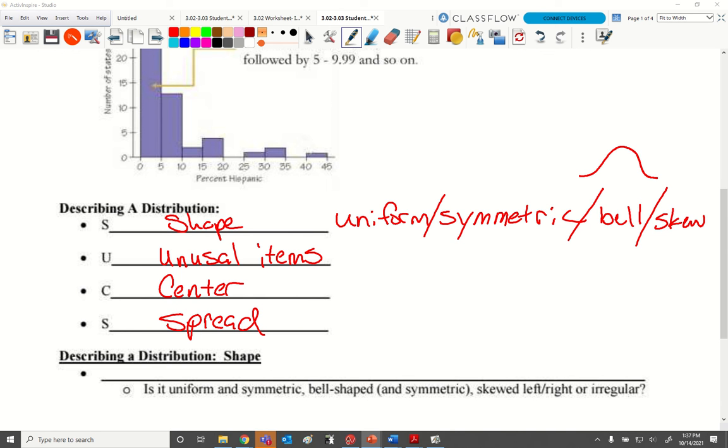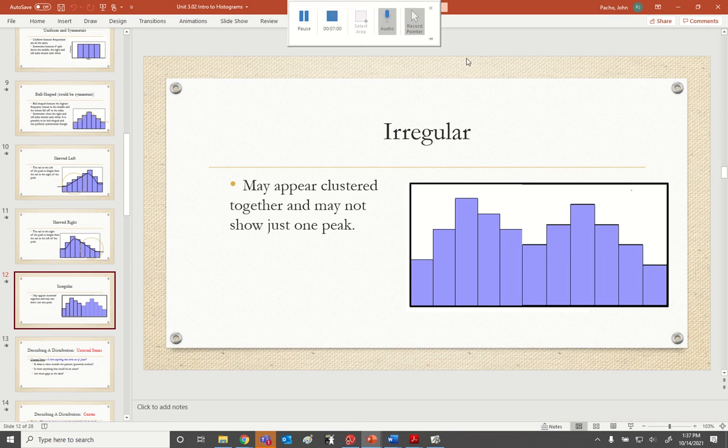So unusual items is going to be, here, I'm going to actually pull up my notes on this because there is a graph to go with unusual. So I'm going to show you. So irregular, so this is unusual items. They may appear clustered together or may not show just one peak. So if you notice, we don't have just one large value here. We have two large values right there, then everything else is between. Does that make sense or nonsense?